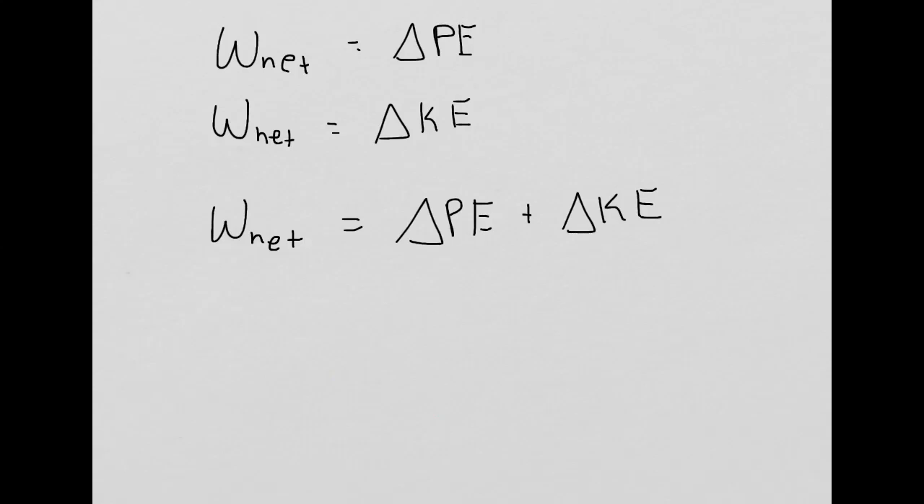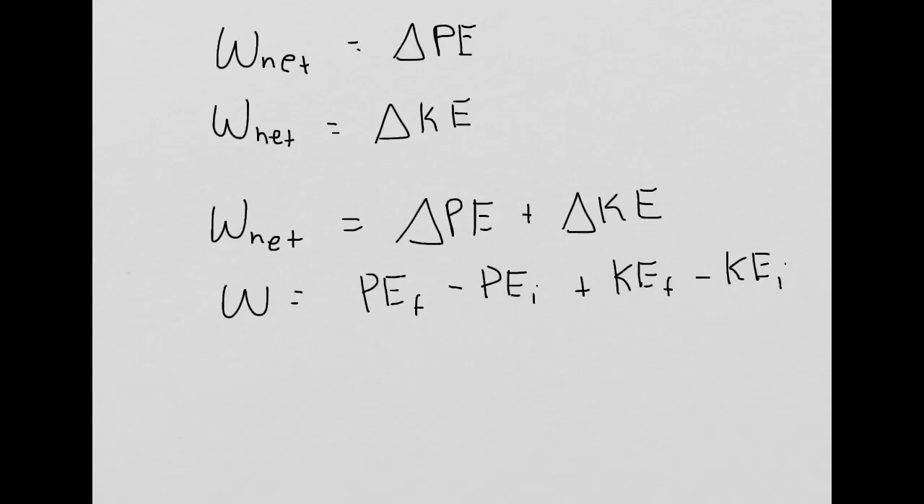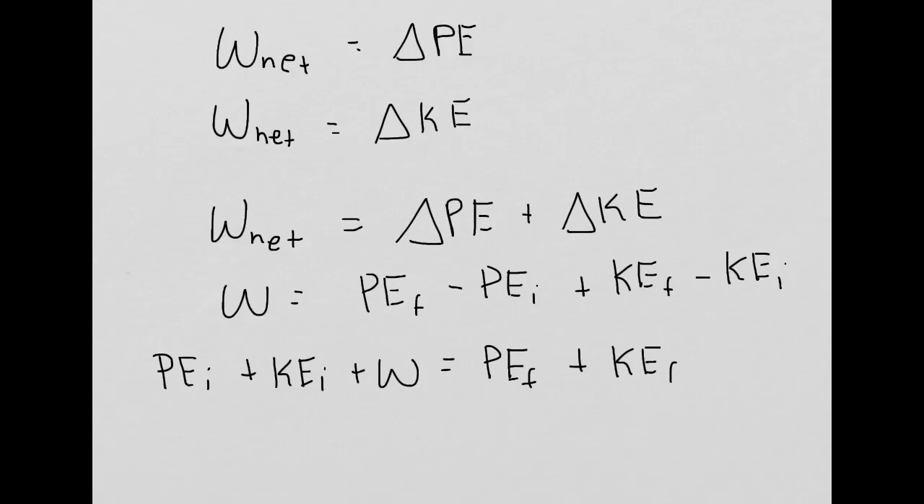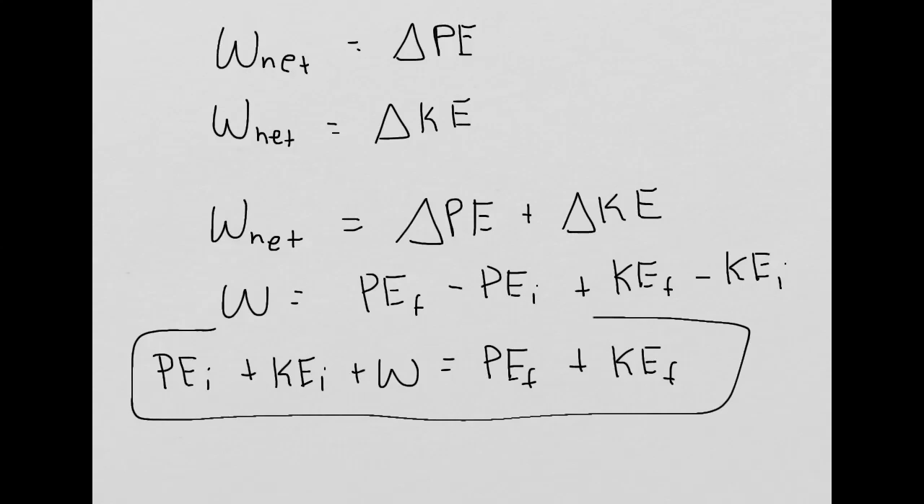Right? And sometimes you'll actually see this formula written like this. Work is equal to final potential energy minus initial potential energy plus final kinetic energy minus initial kinetic energy. You might see it rewritten as initial potential energy plus initial kinetic energy plus work is equal to final potential energy plus final kinetic energy. So this is a common way that they write that equation.